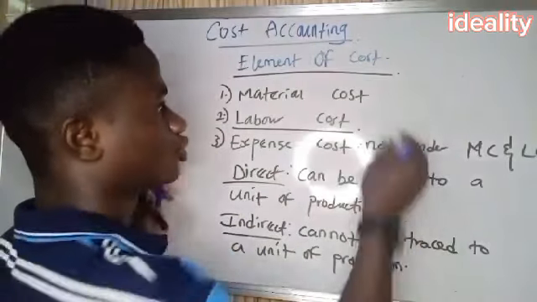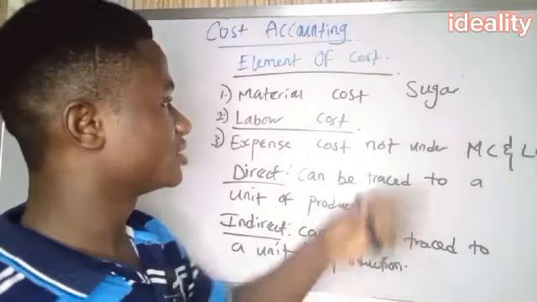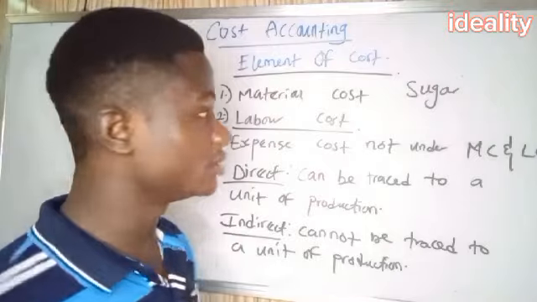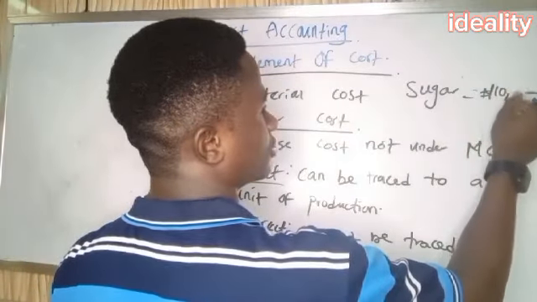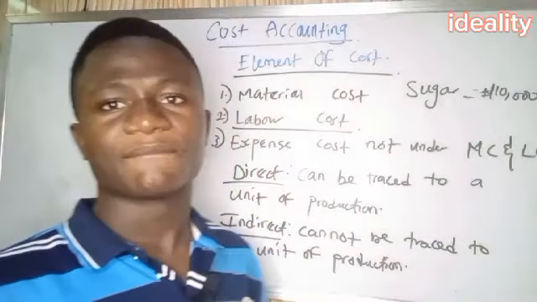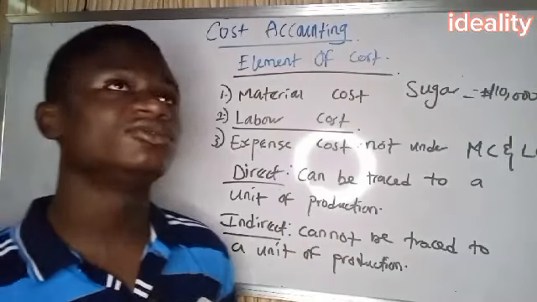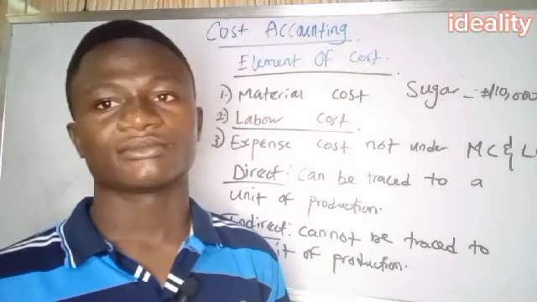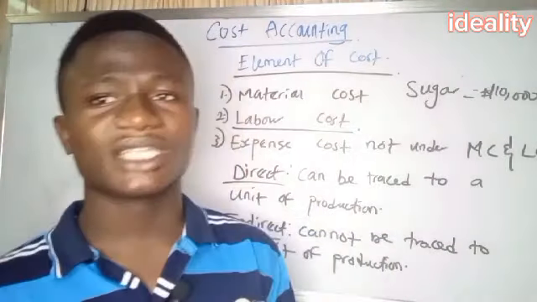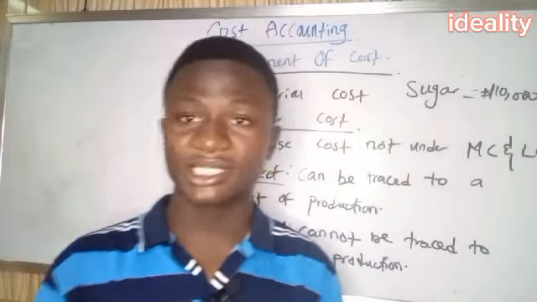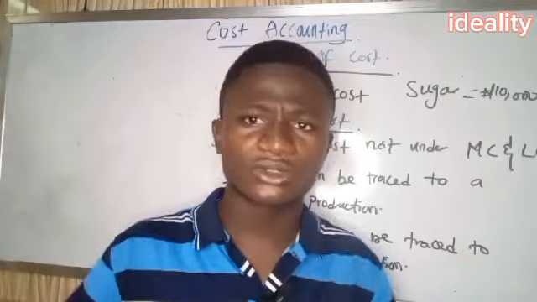I bought sugar. This sugar is a material for baking. So I bought sugar of, let's say, 10,000 naira. I bought this sugar with the aim of using it to make cake. But along the line, I used this 10,000 naira sugar to make cake, to make sausage roll, to make fish roll, to make all sorts of things.